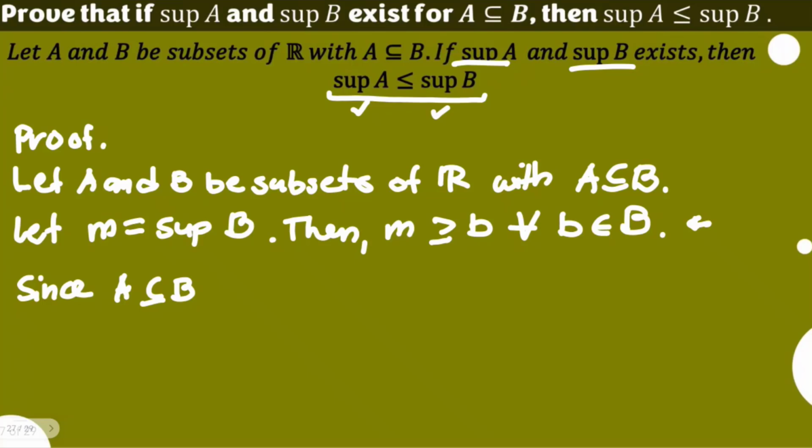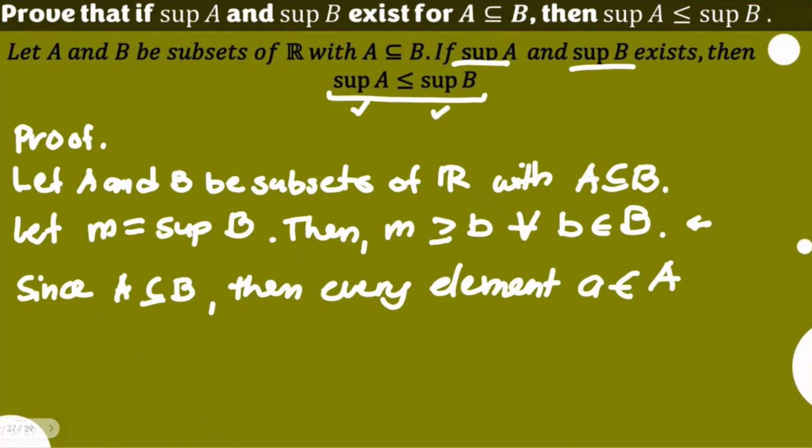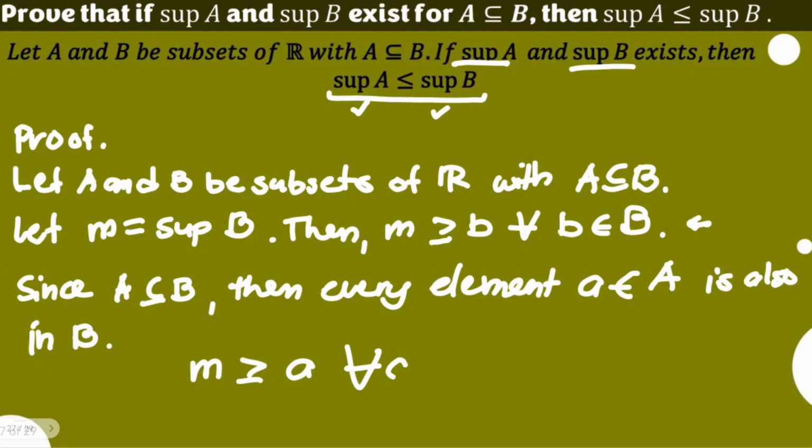Now, given that A is a subset of B, let's introduce set A. Since A is a subset of B, every element a which is in A is also in B. The point here is the implication that our supremum of B, which is denoted as M earlier, is also greater than or equal to a for all a an element of set A, since all of these are also elements of set B, given that M is already greater than or equal to all elements of set B.